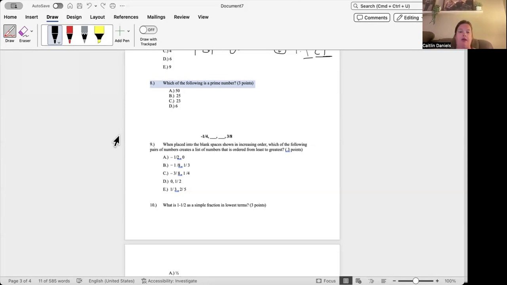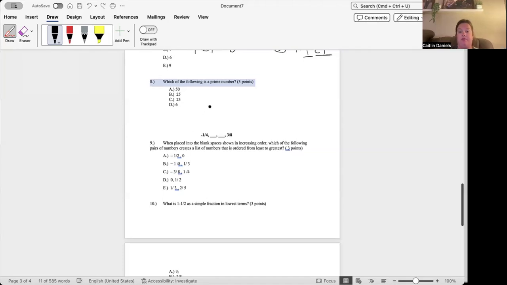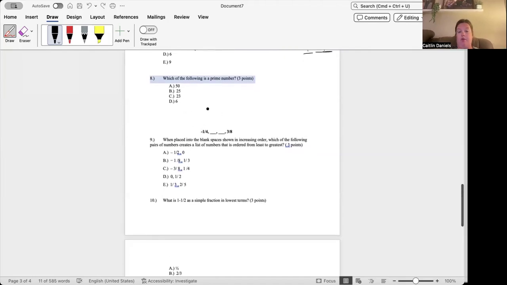So right off the bat, we know A is not right because it ends in a 0, which makes it not only an even number, but it can be divided by 10. It can be divided by 5. Same thing for B, it ends in a 5, so it can be divided by 5. So that is not in its lowest form. C, 23. D, 6 can be divided by 2. It can be divided by 3. You got 1 and you have 6, and then you got 2 and you have 3. So no, that is not a prime number.